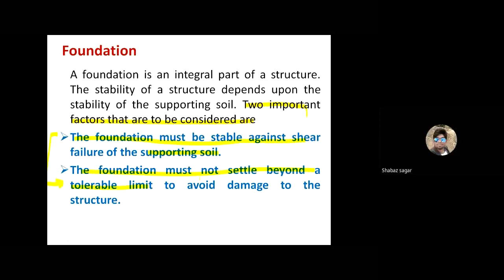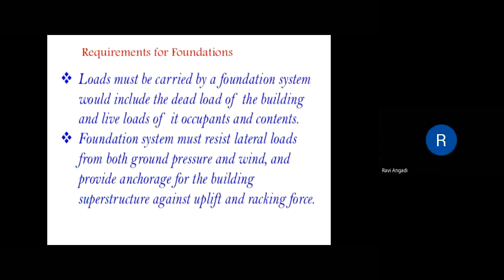Okay. Next, coming to the requirements for the foundation, and these points I already discussed in the bearing capacity chapter. Once again, since we are studying shallow foundations, the requirements of foundations will be the same. Here, the loads must be carried by a foundation. The foundation system would include the dead loads of the building and also the live loads of the occupants and contents.